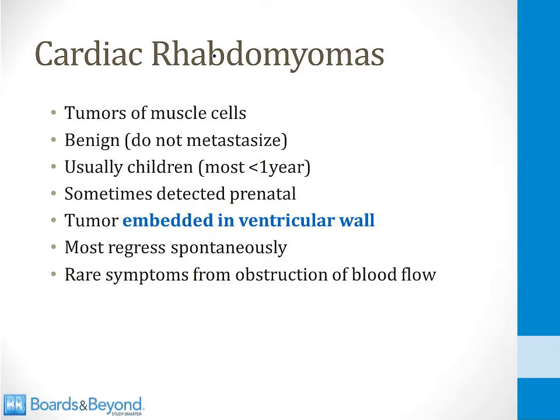Moving on, let's talk about rhabdomyomas. These are tumors of muscle cells. Just like cardiac myxomas, these are benign tumors, meaning they do not metastasize. They usually occur in children, usually in children under 1 year of age. They are sometimes detected prenatally. Most women have prenatal ultrasounds, and you can see the heart of the fetus, and sometimes you can see one of these masses in the baby. It will appear on an ultrasound image as a mass or tumor embedded in the ventricular wall. Most of these tumors regress spontaneously and require no treatment. Very rarely they can cause symptoms, and when they do, it's usually from obstruction of blood flow.